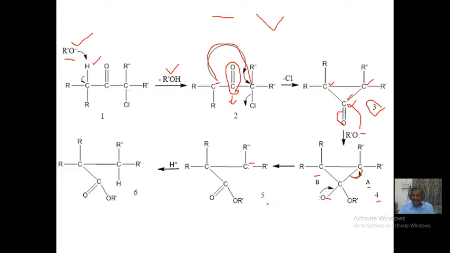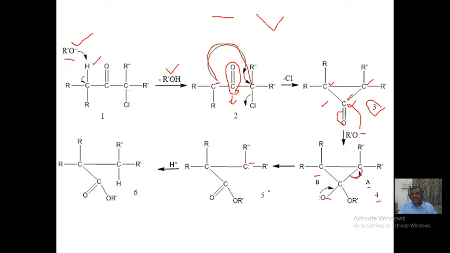Friend, A or B, if there is a symmetrical cyclopropanone derivative here, it doesn't matter, right? Because whether it opens from side A, then also there is a formation of a carbanionic carbon. All other parts are the same. That is why if it opens up from side B, then also there is a formation of a similar carbanionic carbon on the other side, right?